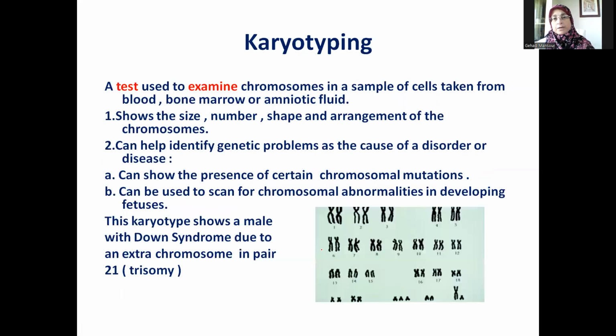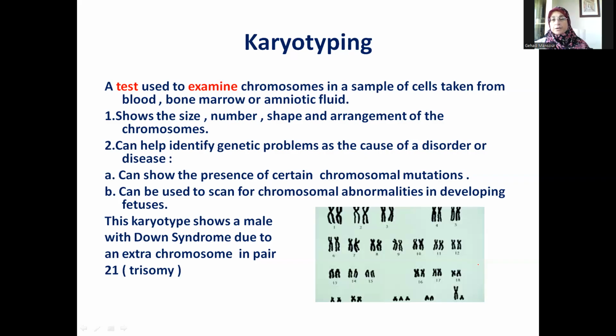the occurrence of cancer. Karyotyping is a test that you all know, and karyotyping is a test used to examine and visualize the chromosomes in stained samples of cells, and these stained samples of cells can be taken from blood, or can be taken from the bone marrow itself, or can be taken from the amniotic fluid that is present around the fetus in the amniotic sac.